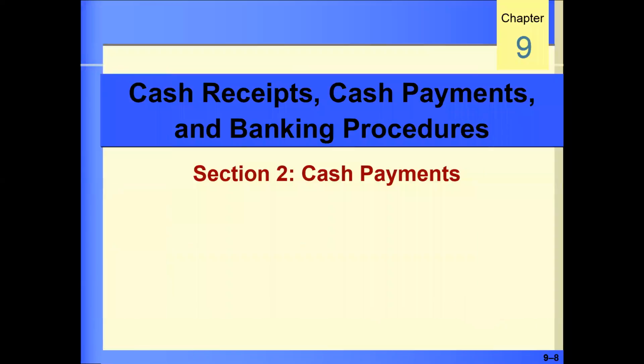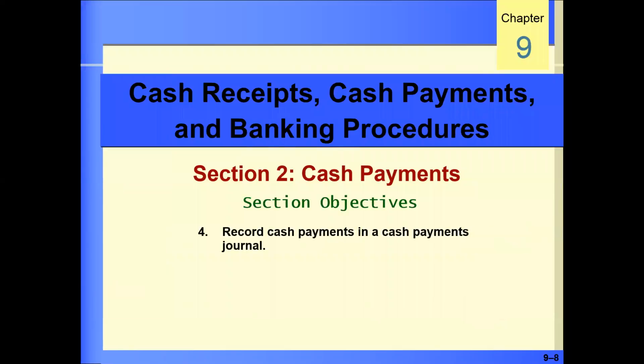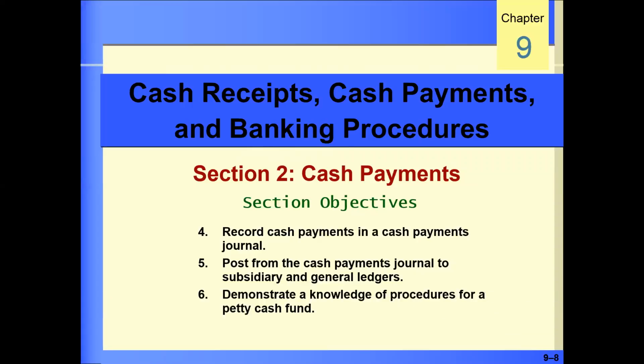Okay, now we just did the happy part of a business's life. The sad part is sometimes you have to pay cash out. So we have cash payments in a cash payments journal, and you post the payments from the payments journal directly to the subsidiary and general ledgers. And we're going to talk about the petty cash fund and the knowledge of internal controls for routines for cash.